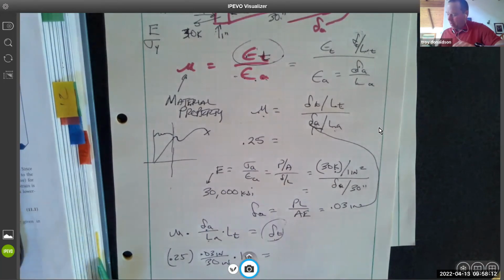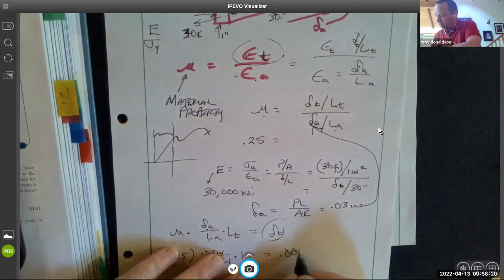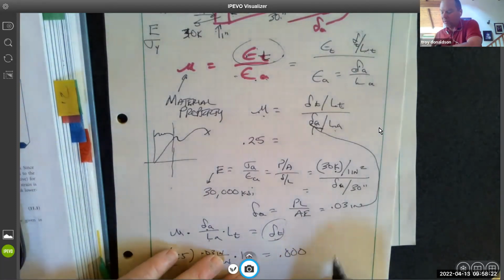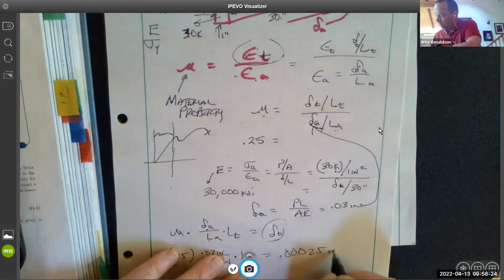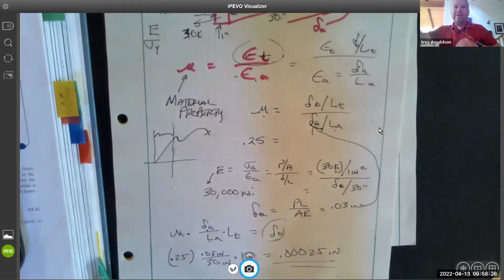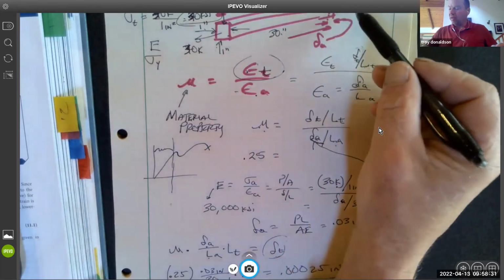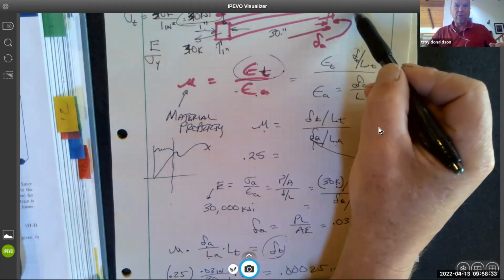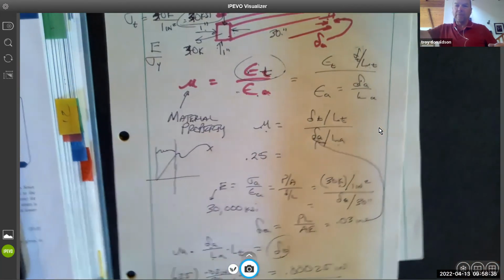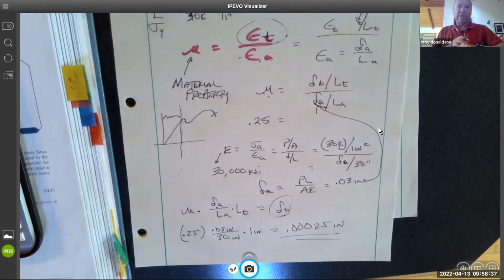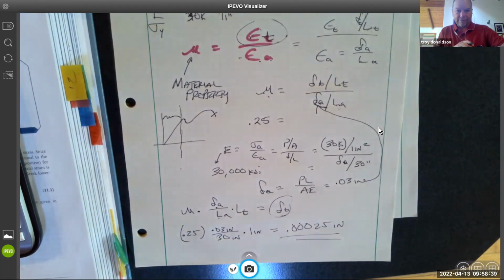Just beware. All right, so I got the 0.03, divide by 30. Looks like it is 0.0003025 inches. That is the change in this cross section based on this 30,000 pound pull on mild steel. Very important for us to be able to calculate that. Okay.